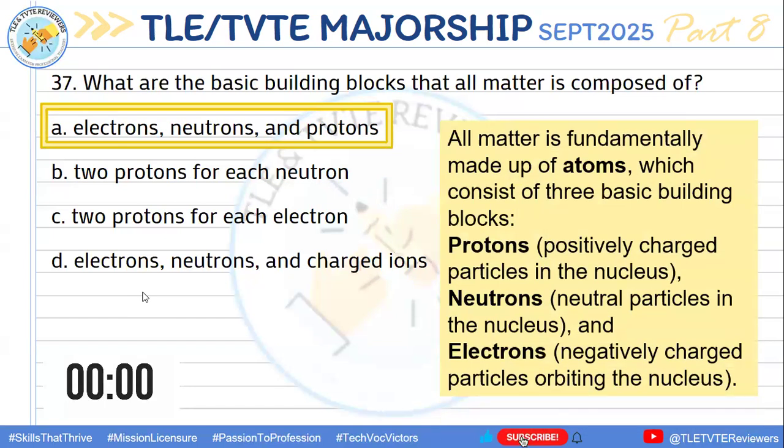So all matter is fundamentally made of atoms, which consist of three basic building blocks. First, protons. These are the positively charged particles in the nucleus. Second, the neutrons. Those are neutral particles in the nucleus. And electrons. Those are negatively charged particles orbiting the nucleus. So answer letter A, electrons, neutrons, and protons.